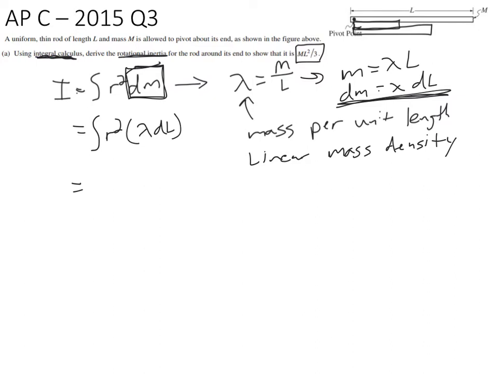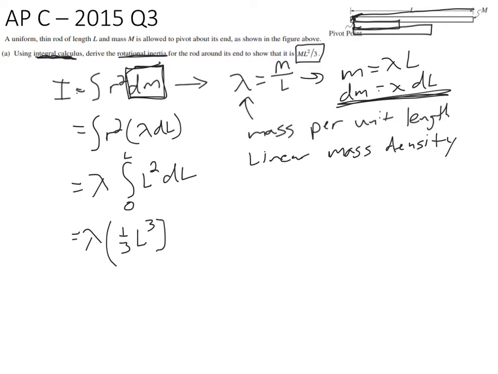The lambda is constant, so I'm pulling it out of the integral. I'm also going to replace the r with the length, because that's what the length is. And I also have to make sure that I set my bounds. My bounds for my integral, well, I'm going to start at 0 at the pivot, and I want to get to the full length L, like this. So the integral of L squared is 1/3 L cubed, and I have to set it between 0 and L.